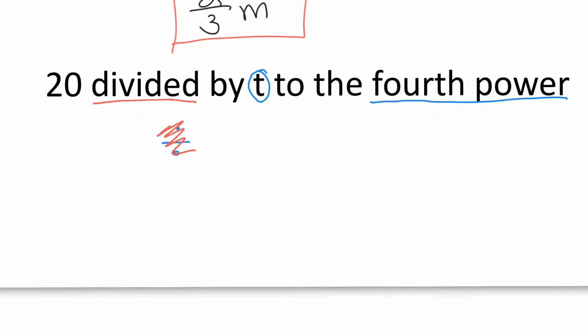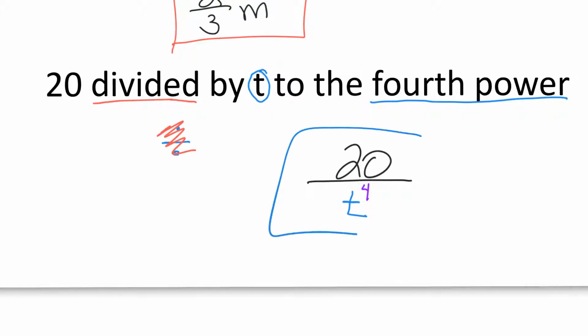Well, let's start with the division line. So here's the division. The first thing you are going to put in the numerator, which is the top of the fraction, is the first thing that you see in the sentence. So we have 20 divided by. So I'm just going to put the number 20 on the top, and on the bottom I'm going to take the variable that is given to us, and it's a t. So 20 divided by t, and we do have exponent of 4, so it is going to be to the fourth power. So we have 20 divided by, there's the division line, t on the bottom, to the fourth power. So that is your algebraic expression.